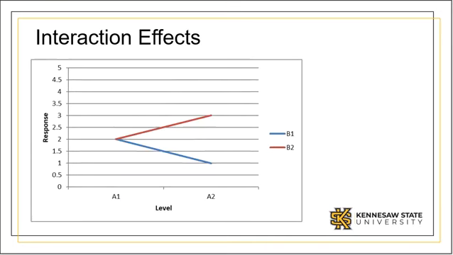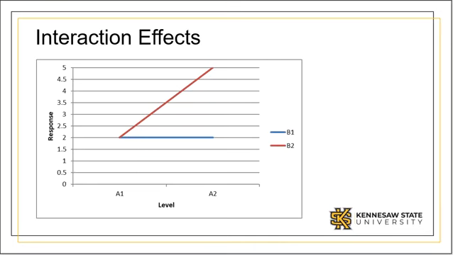Here, there is no main effect for factor A, but there is a main effect for factor B. There is also an interaction effect. Here, we have 2 main effects for both factors and an interaction effect.